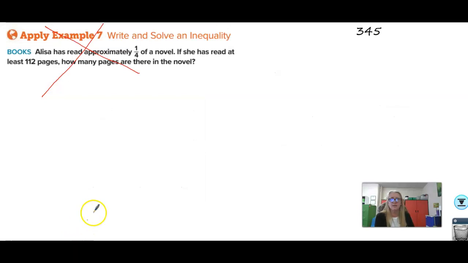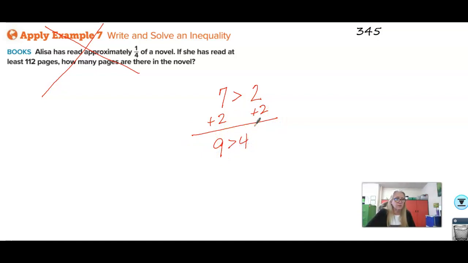Let me tell you this in simple words, okay? For example, let's say we have a true inequality. Let's say we have 7 is greater than 2. That's true. If I add 2 to both sides, then I have 9 is greater than 4. Still true, right? If I subtract 2 from both sides, I get 5 is greater than 3.